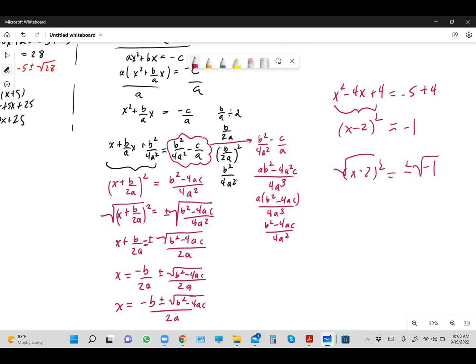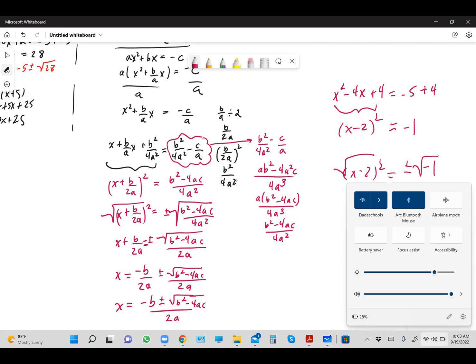This is running out of battery. Let me see how much battery I got. But don't worry about it.